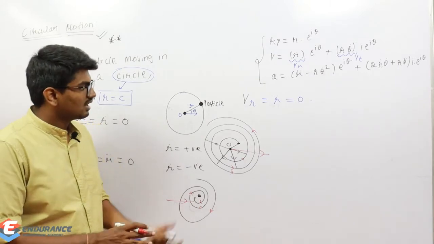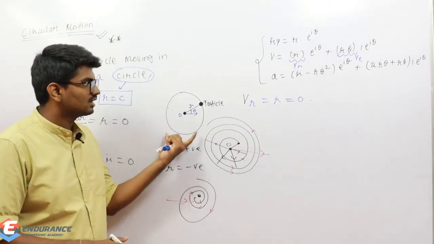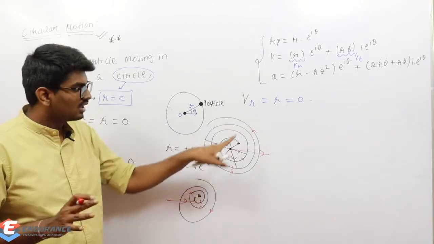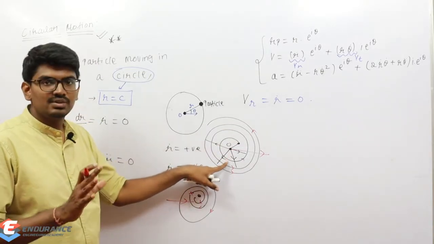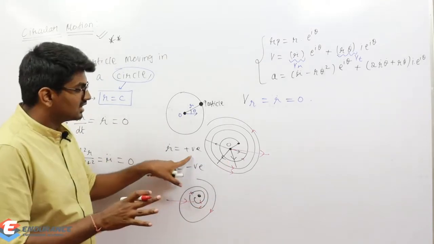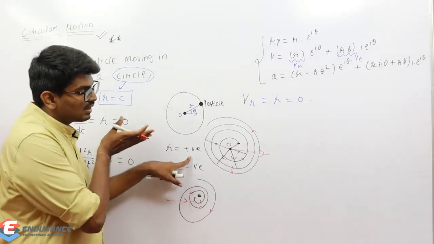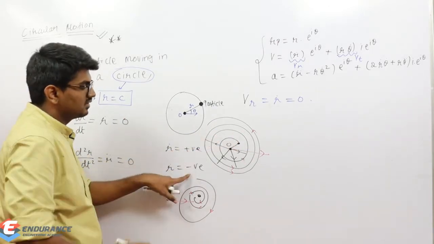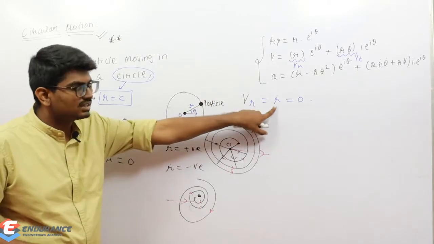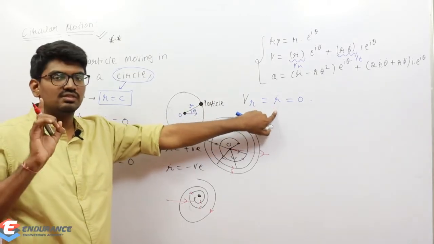But if it is a completely circular motion, then r dot is 0, which implies Vr will be 0. If this is the case, then there will be some Vr, a radial velocity. If this is the case, then the radial velocity will be pointing away. If this is the case, the radial velocity will be pointing towards. Since r dot is 0, there is no radial velocity. This is the first point.